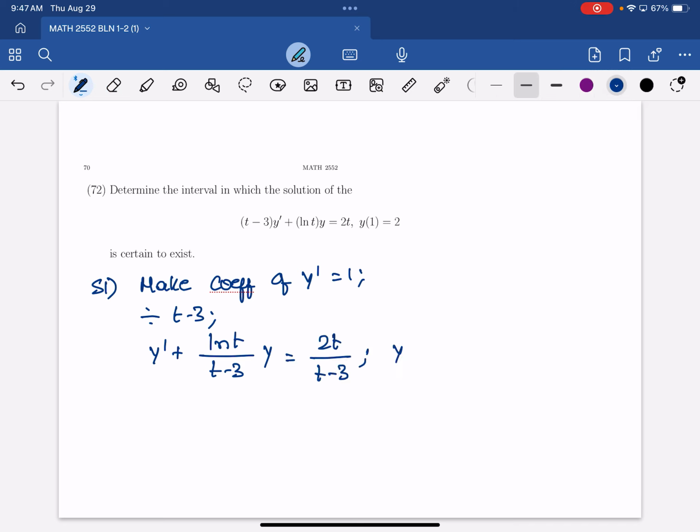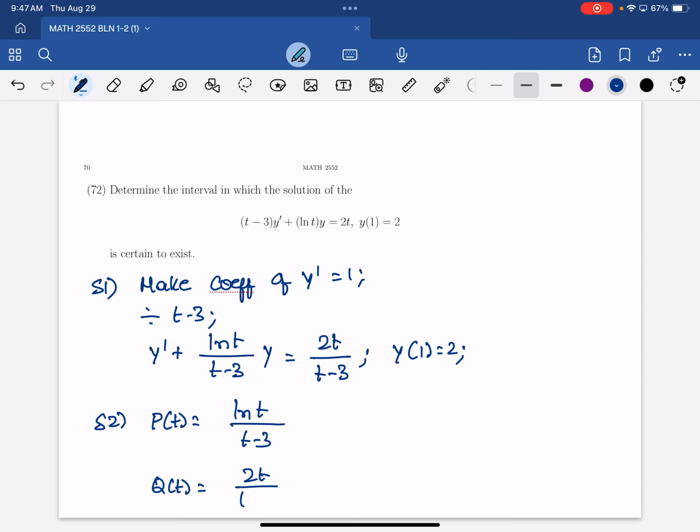And my initial value is y of 1 equals 2. Do you agree? Now, what is my p of t? Can you identify the function p? Very good. Natural log of t over t minus 3. What is q of t?